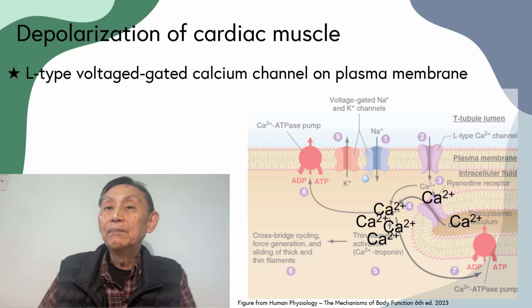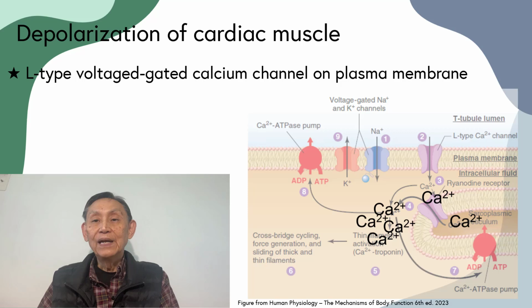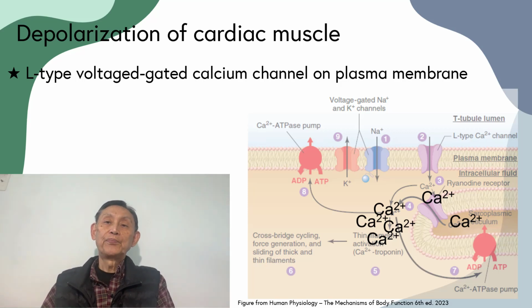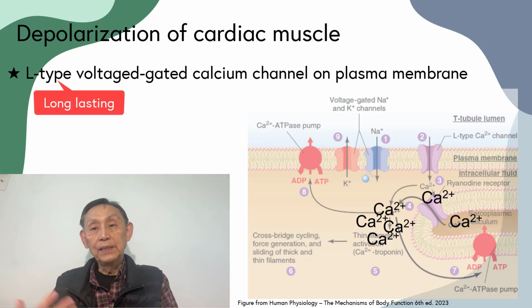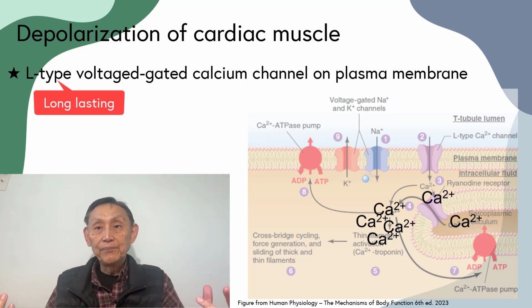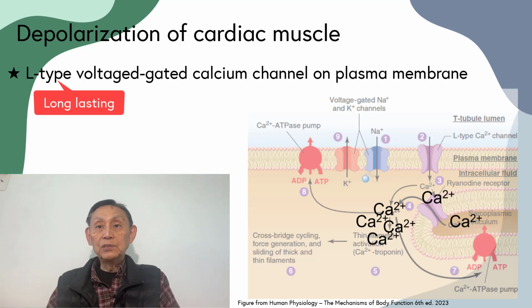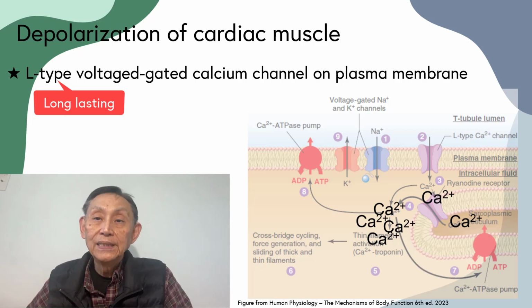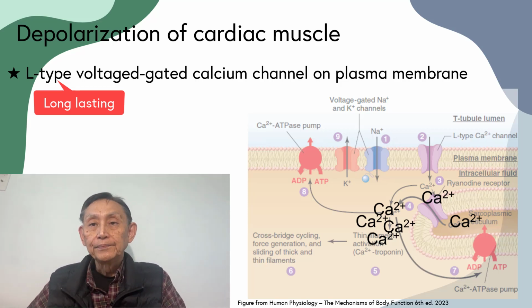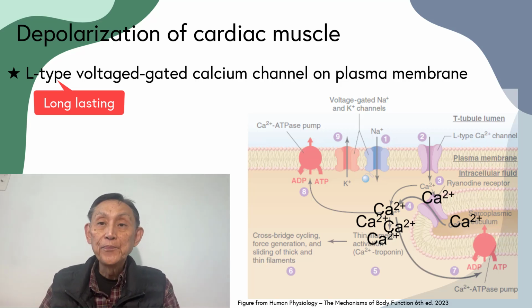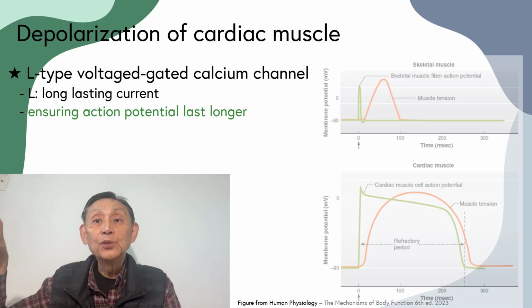But at the same time as the sodium influx induces the depolarization, the L-type calcium channel will also open. L means, you can say, long-lasting. You will have this long-lasting calcium channel opening. Calcium is also a cation, a positively charged ion. So calcium flux in also causes prolonged depolarization of the membrane. So with this long-lasting calcium channel opening in the cardiac muscle, the action potential will last much longer.